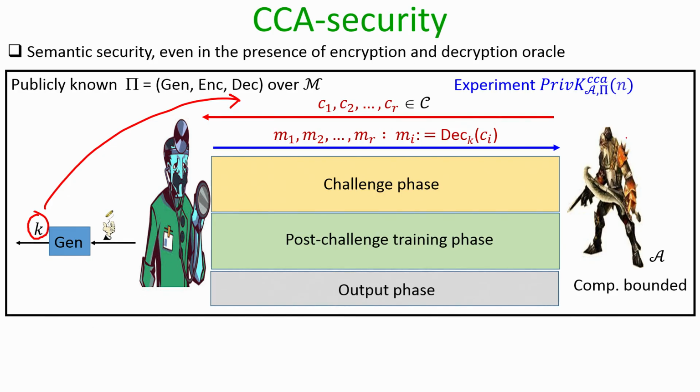Also, there is no restriction on the adversary on the order in which it can ask the encryption oracle queries and the decryption oracle queries. It can adaptively submit the queries in any arbitrary order, right.